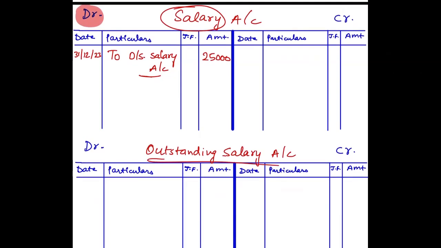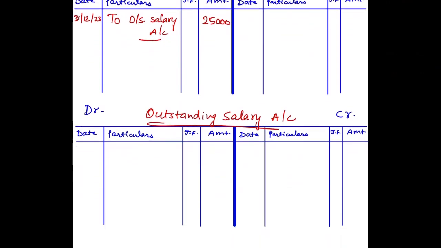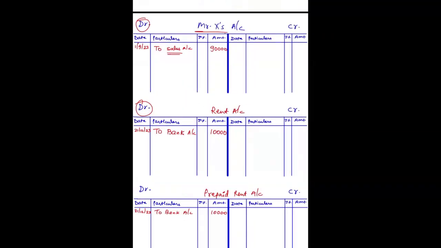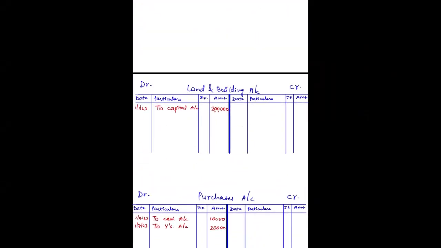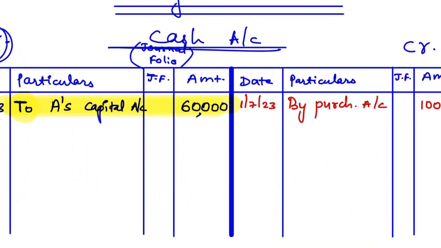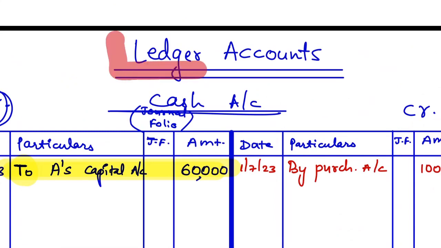What will I do in the outstanding salary account? The cross entry. What the cross entry says: I will credit 25,000 here and I will write by salary account. And what will be the date? 31st of December 23. All the journal entries are now posted in the ledger accounts.